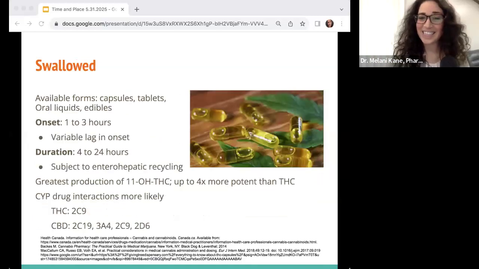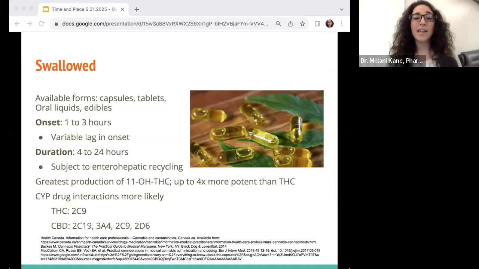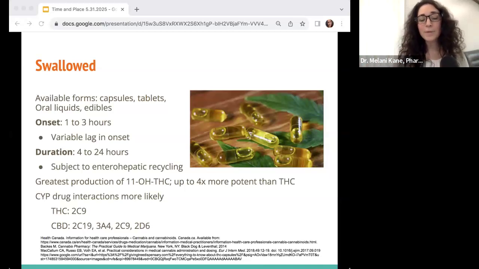And that differs compared to swallowed. So swallowed, we are now involving the GI system. We're relying on the intestines to properly and passively absorb these lipids. And that also requires the use of bile salts. So there's a time differential here. There's a lag in onset. And that could vary anywhere between 1 to 3 hours.